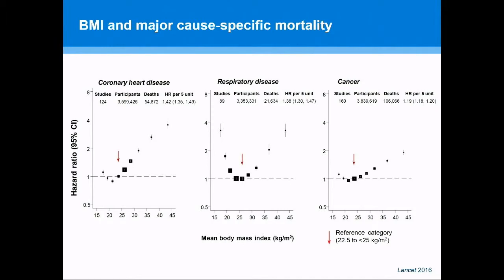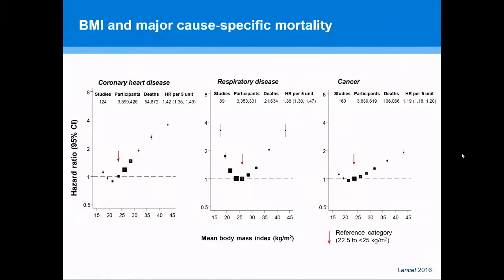So the other question was really about whether the association is similar not only for all-cause mortality, but does it differ according to different causes of mortality? And so here's looking at 3 major causes of mortality: cancer, respiratory, and chronic heart disease. Again, suggesting that the association could be different, with a much shallower association for cancer, possibly a more U-shaped association with respiratory disease, and almost a linear association with chronic disease.